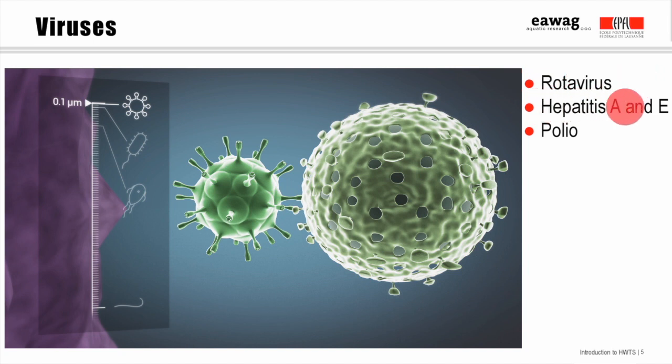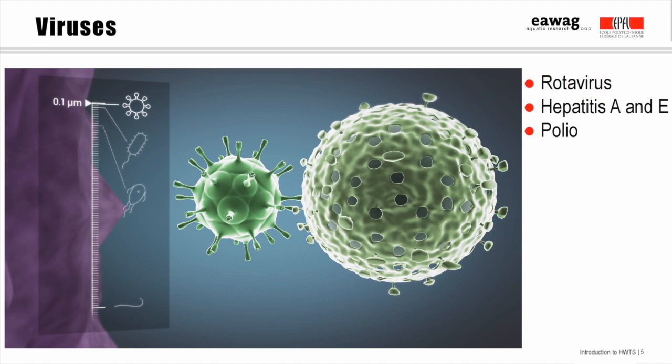Rotaviruses and hepatitis A and E viruses are the most widespread waterborne viruses affecting humans. Here you see rotavirus at about 75 nanometers and hepatitis E, which is quite small, at about 30 nanometers. You could line up thousands of hepatitis E viruses and still be smaller than a human hair.